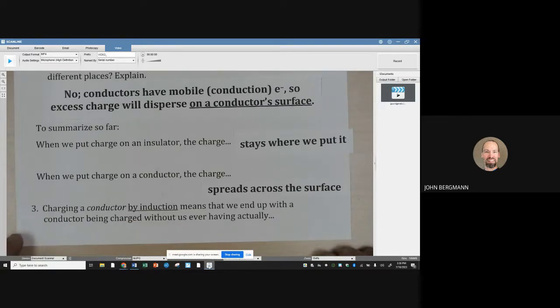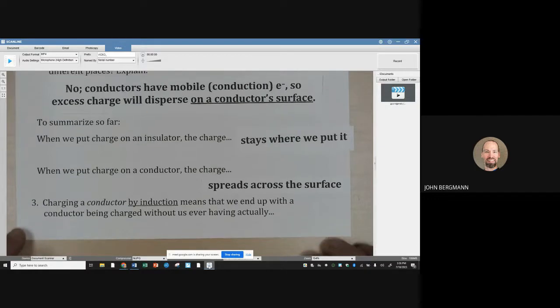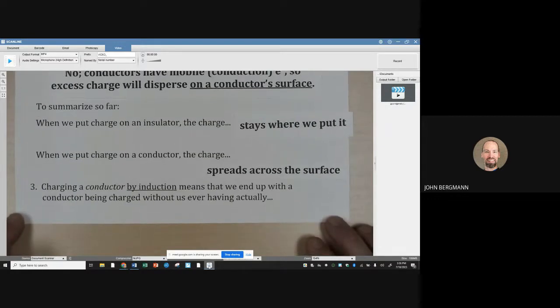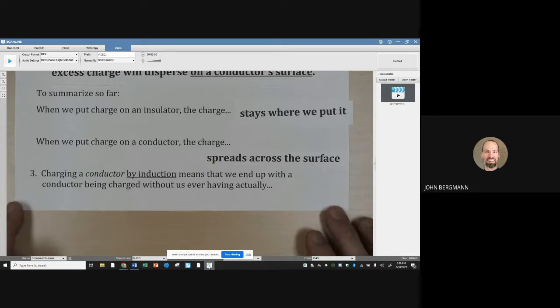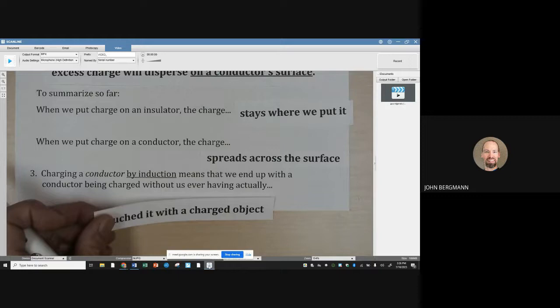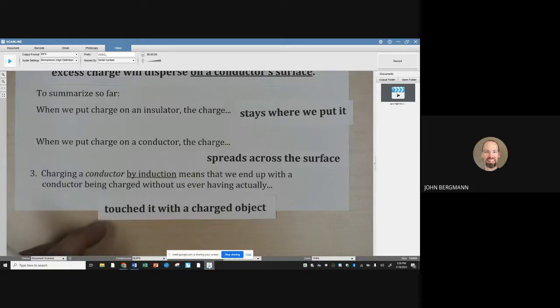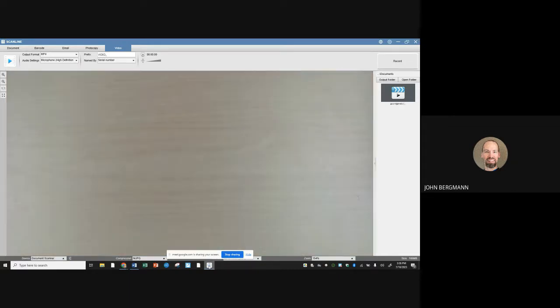Now, another type of charging is charging by induction. If we're charging a conductor by induction, what that means is we end up with a conductor being charged without us ever having actually touched it with a charged object. And you might think, how is that even possible to charge something without touching it with something else that's charged? Why don't we show you how that's possible?